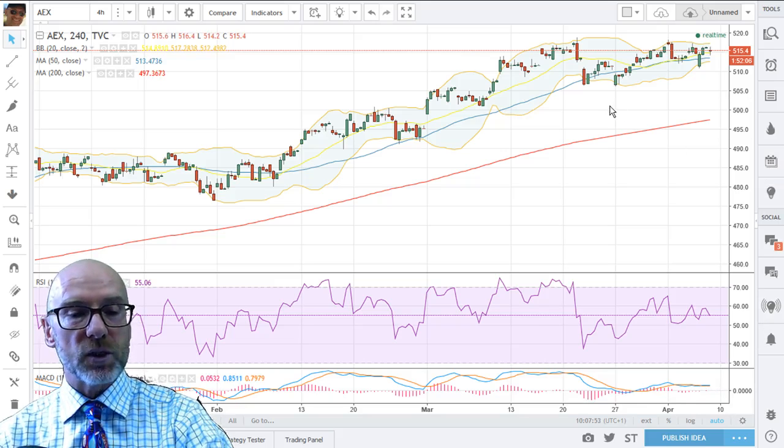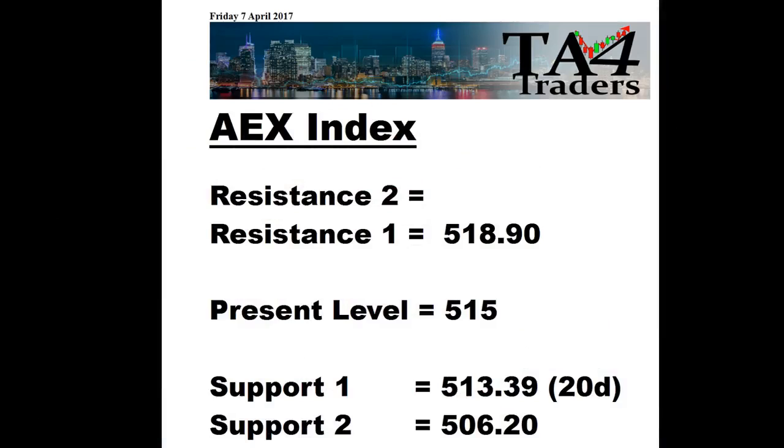And looking at the support and resistance levels on the AEX, as I said, there's only one resistance. That's from the high earlier this week at 518.9, with the support at the 20-day at 513.39 and then 506.2.